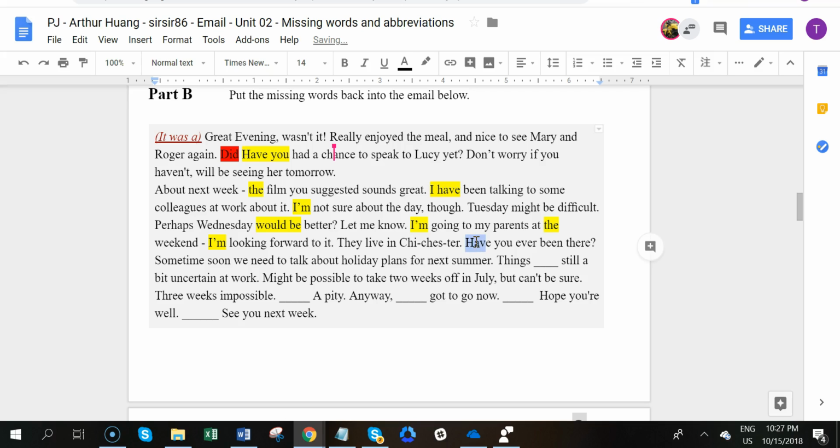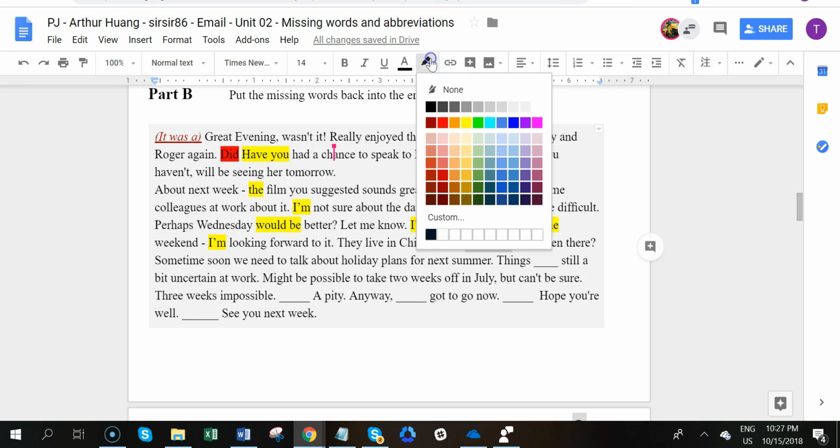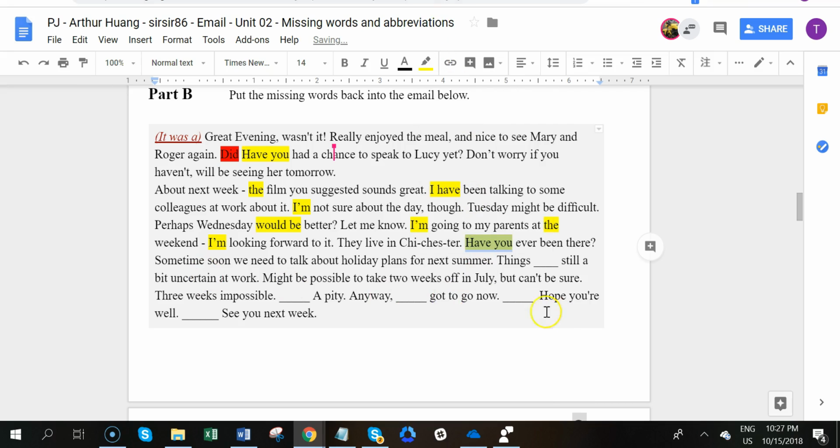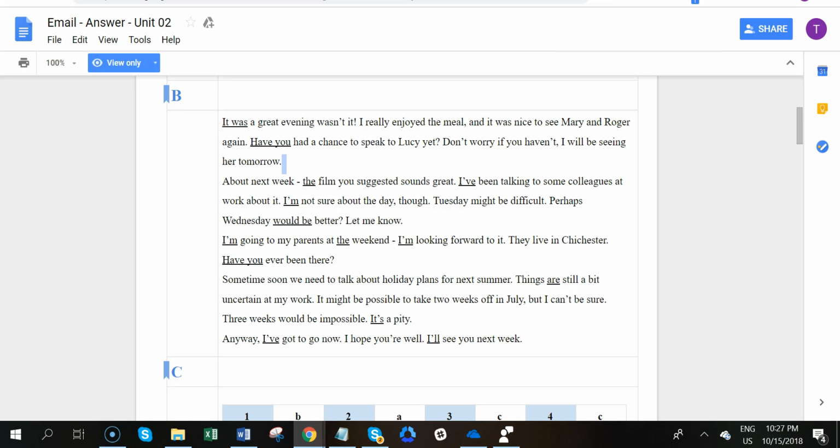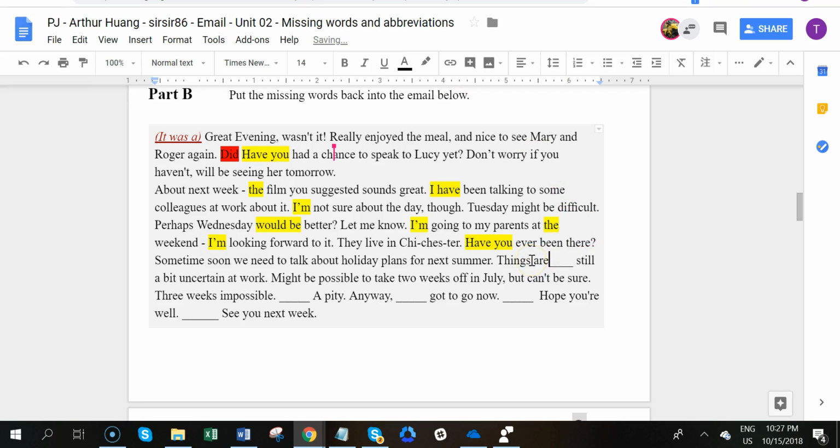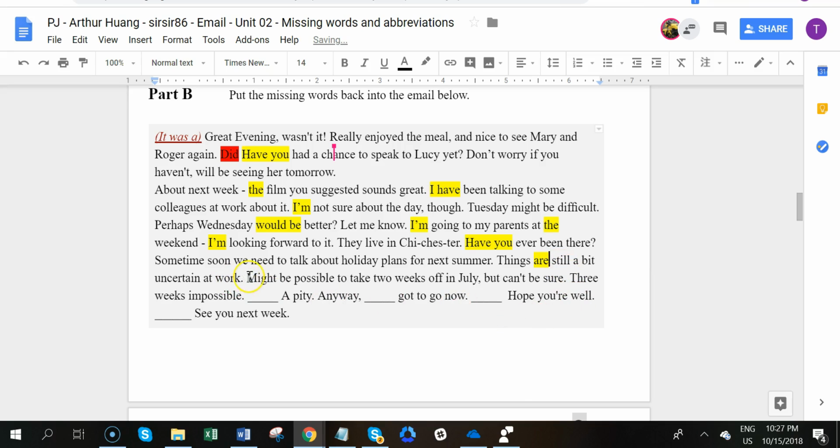Can you read it? Sometimes soon we need to talk about holiday plans for next summer. Things are still a bit uncertain at work. Okay, things are. That's great. You're right. Okay, things still a bit uncertain at work. Okay, can you please read it? Might be possible to take 2 weeks off in July, but can't be sure.